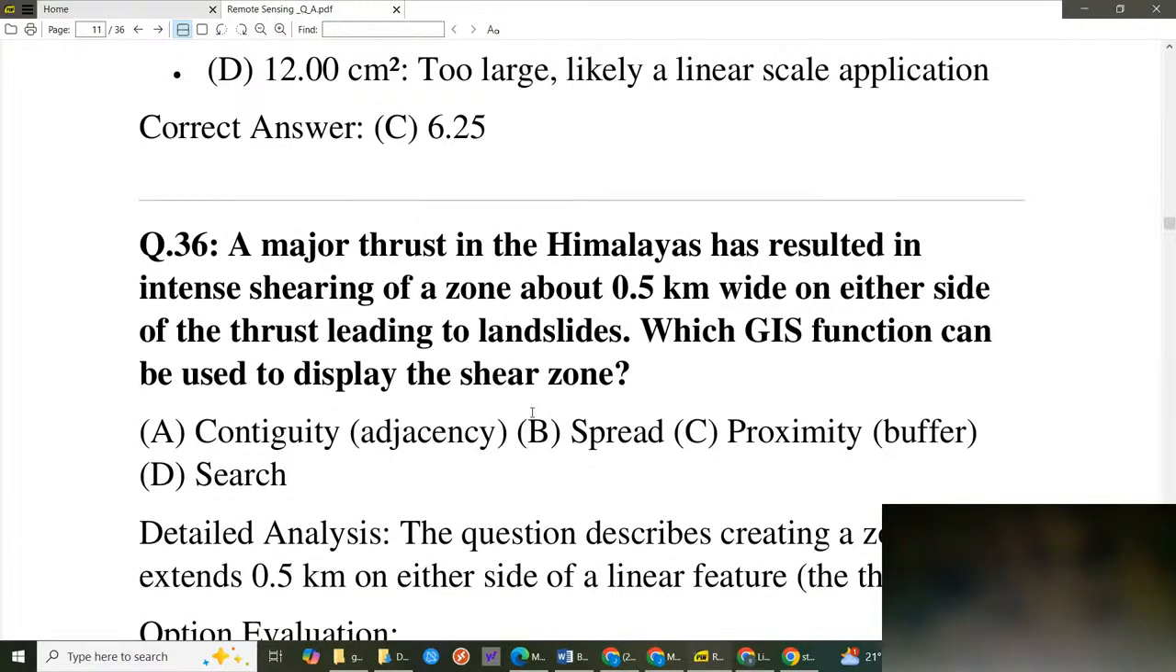And the next question: a major thrust in the Himalayas has resulted in an intense shearing of a zone about 0.5 kilometer wide on either side of the thrust, leading to landslides. Which GIS function can be used to display the shear zone? Contiguity, adjacency, spread, proximity, buffer, and search. So see this question, read it and try to solve it.